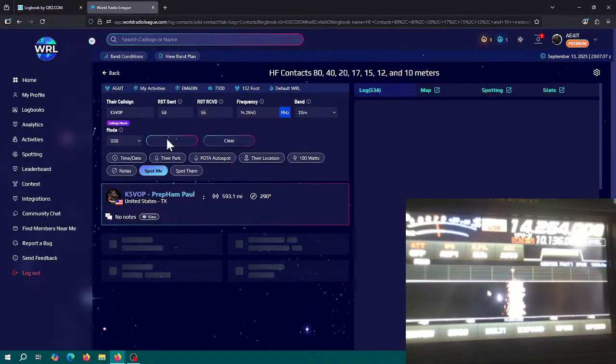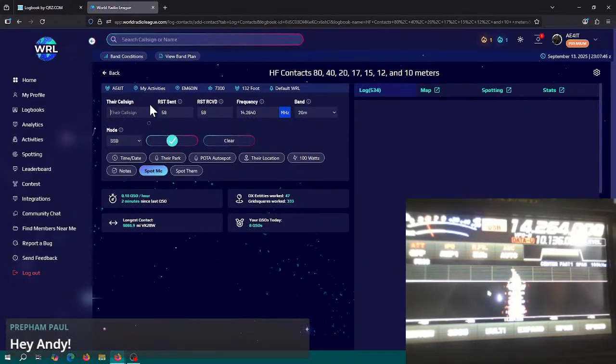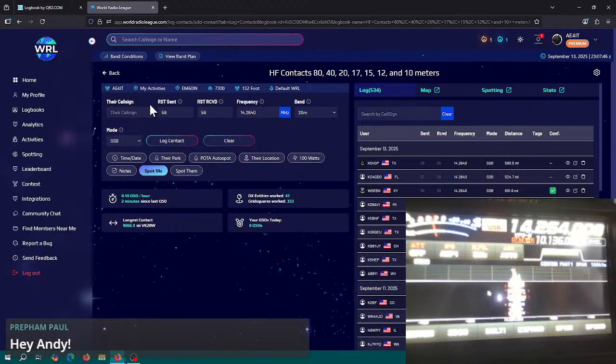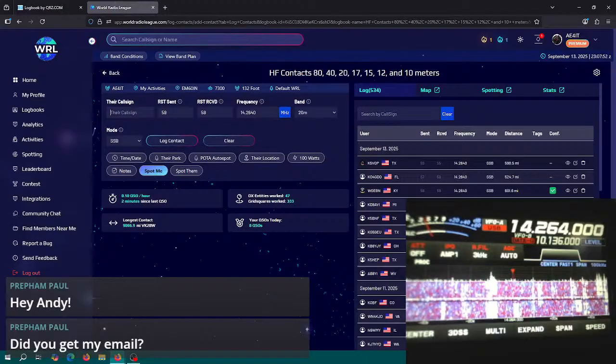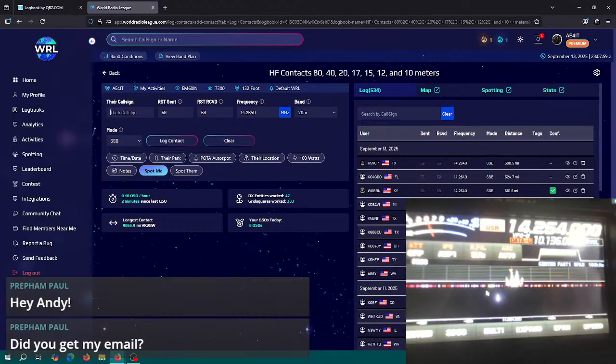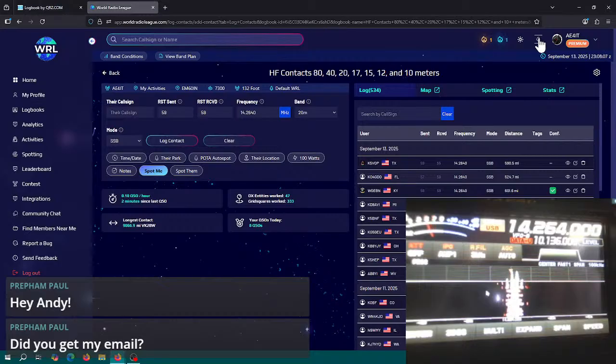And QRZ, this is Alpha Echo 4 India Tango, calling CQ on 20 meters, and standing by for any calls. Calling CQ. This is Alpha Echo 4 India Tango, calling CQ, and standing by for any calls.